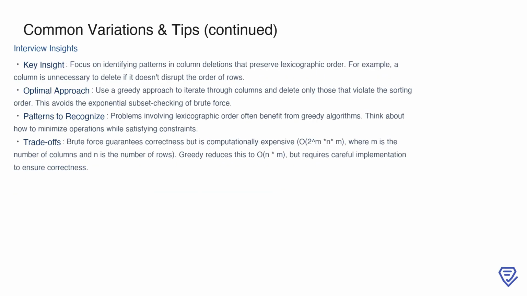A key insight for solving this problem is recognizing patterns in column deletions that preserve lexicographic order. If a column doesn't disrupt the order of rows, it's unnecessary to delete it. Leveraging this insight can help you move toward an optimal approach. Instead of brute forcing through all subsets, a greedy strategy can be used. This involves iterating through columns and only deleting those that violate the sorting order. Such an approach avoids the exponential complexity of brute force while maintaining correctness.